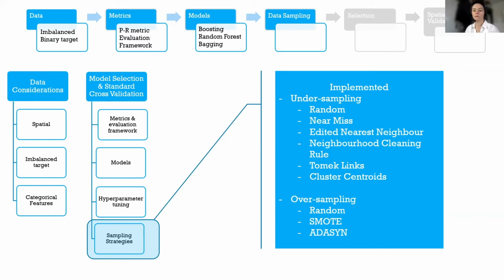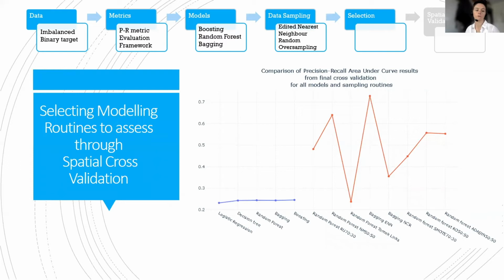So to get to our results then, this is just from standard cross-validation. So we're trying to hone down the number of models we have that we then bring through to spatial cross-validation. So these are a comparison of the precision recall area under the curve results from the final cross-validation. And at this point, this is a subset of the highest performing ones. So at this point, we've actually evaluated more than 70 different modeling routines. And this graph just shows the highest performing ones without any sampling, those with undersampling, and those with oversampling.